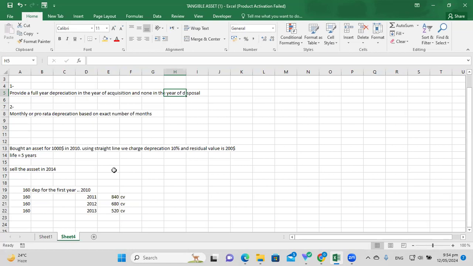When we solve the examples, you will understand more clearly. But for now, you just need to know the meaning of this. You charge full year depreciation in the year of acquisition. For example, we bought in 2010, so we charged 160 depreciation in 2010, but we did not charge in the year of disposal. Okay, so for now, you just need to understand this one, right?